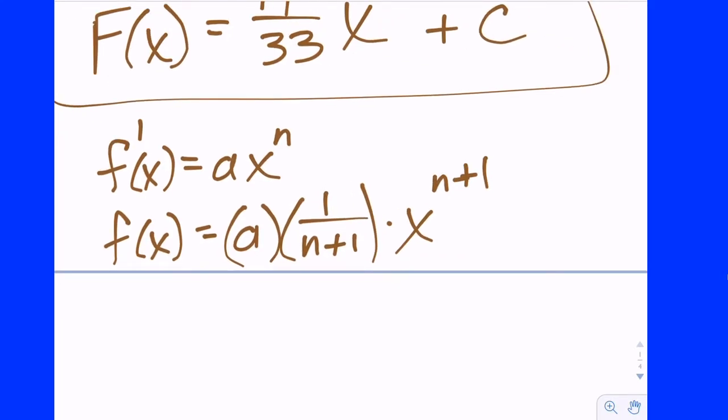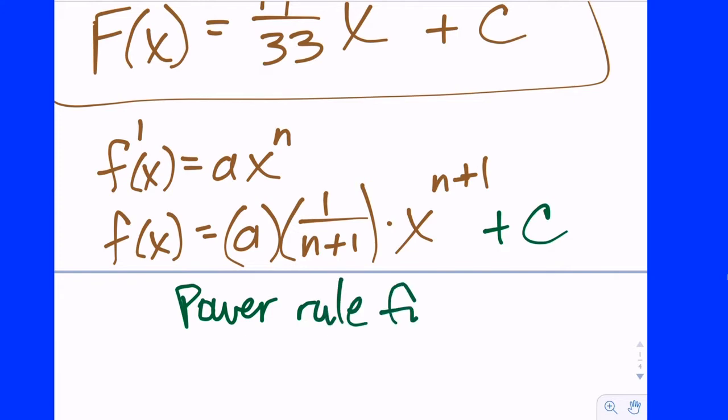And then, of course, plus a constant. Essentially, we're adding 1 to n to get our new exponent n plus 1. And you could either divide it by the new exponent or put the reciprocal in front. We can call that the power rule for anti-differentiation.